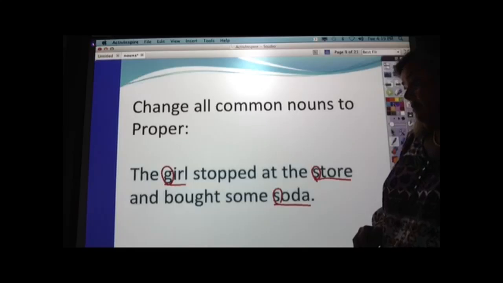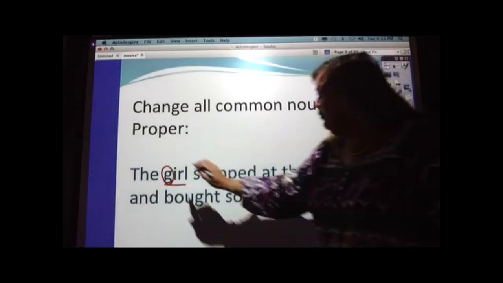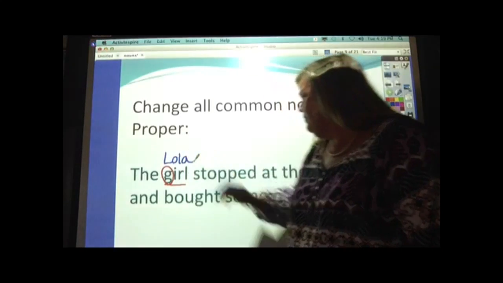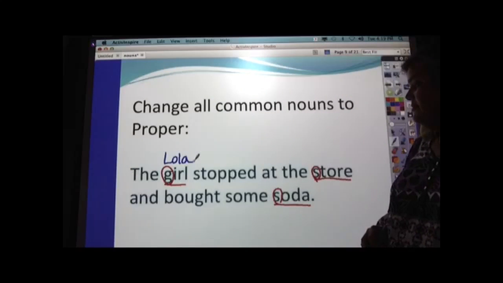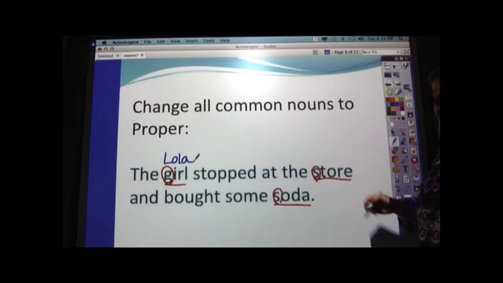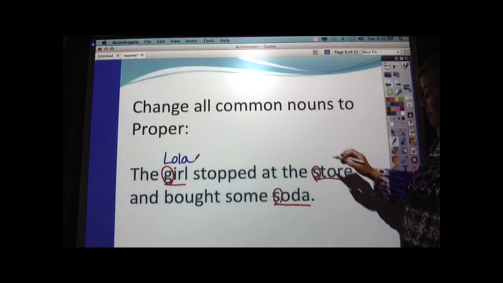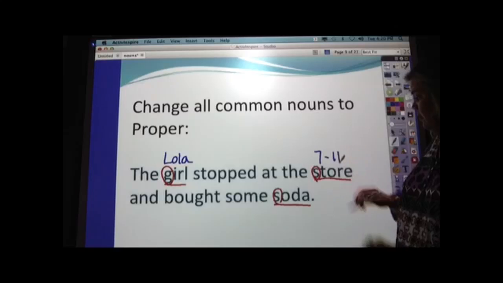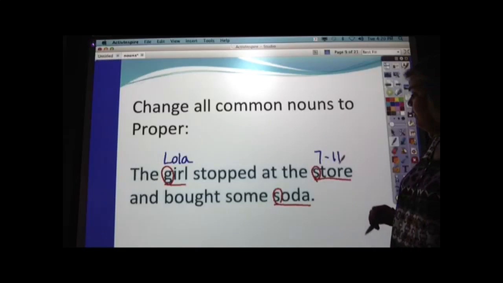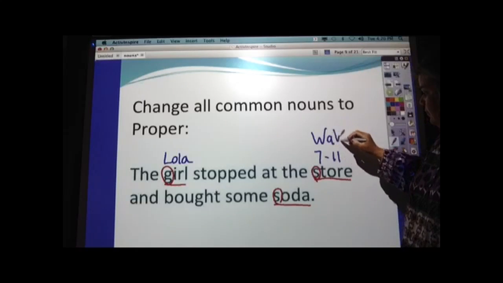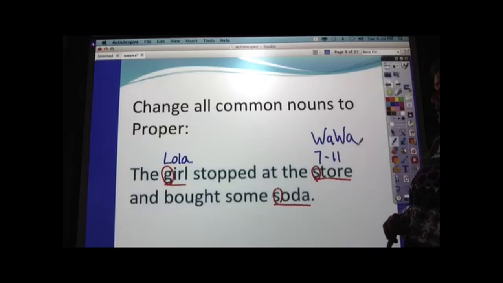Well, let's give her a name, okay? How about we say Lola? Okay, so Lola stopped at the store. Store is a common noun. It doesn't really tell us where she stopped. So let's think of the name of a store where Lola could get a soda. How about 7-Eleven? Right? That's numbers, so why don't we even go with Wawa? Both are proper nouns. They're more specific. They're the names of specific stores where Lola could get a soda.